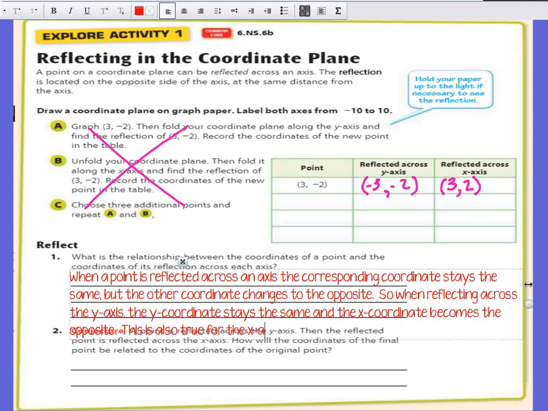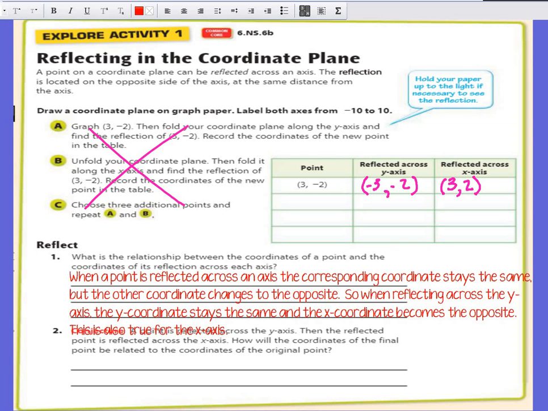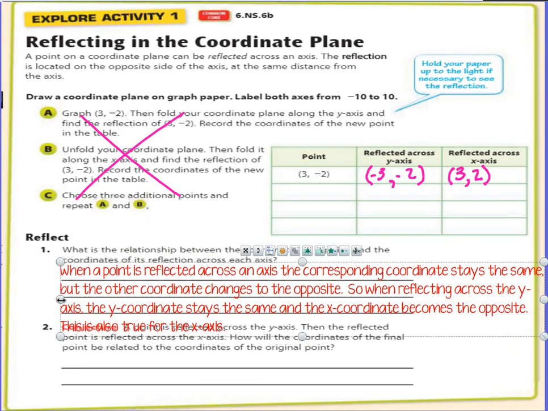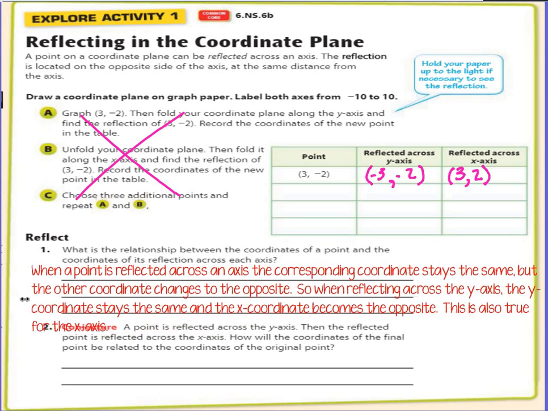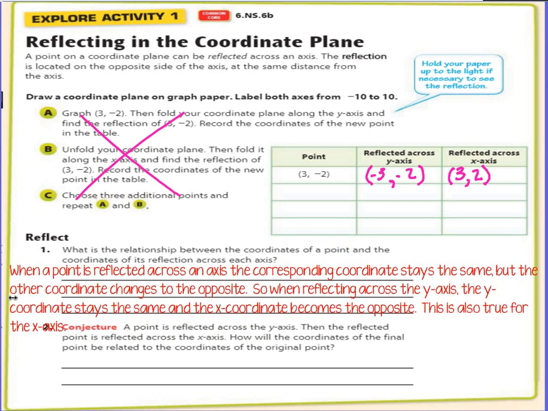This is also true for the x-axis. All right, so like I said, what you should notice is that when you reflect across the y-axis, it's your y-coordinate that stays the same, but then the other coordinate becomes its opposite.